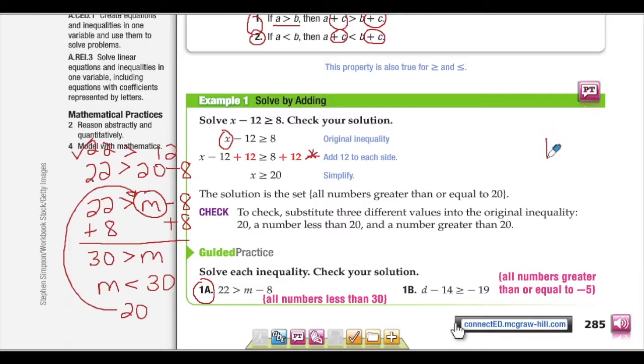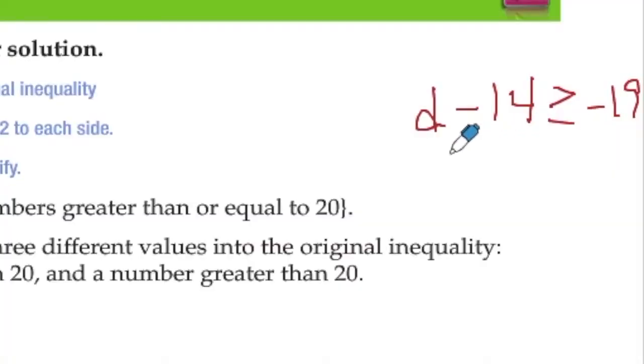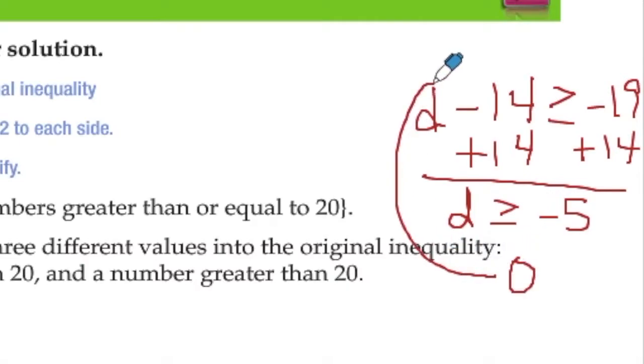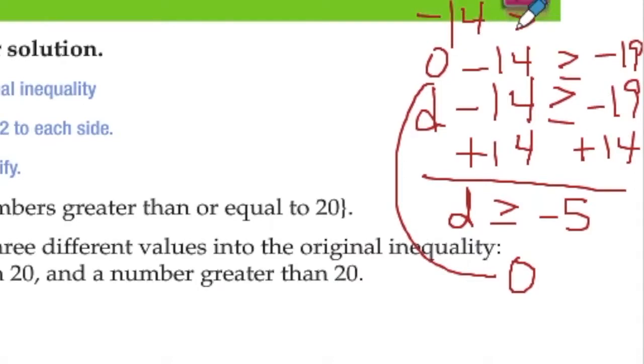For 1b, we have d minus 14 is greater than or equal to negative 19. The addition property of inequalities says I can add 14 to both sides and still have a true inequality. So I'm left with d is greater than or equal to negative 5. Let's pick a number greater than or equal to negative 5 to check. Let's say 0. 0 minus 14 is greater than or equal to negative 19, and that's true. Negative 14 is greater than or equal to negative 19.